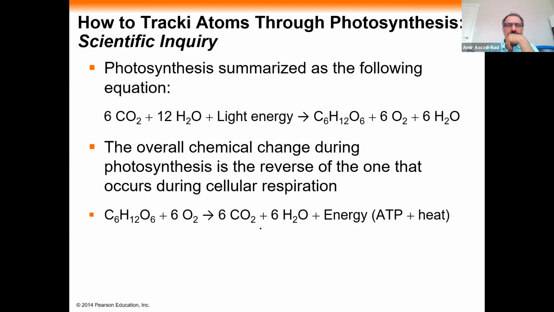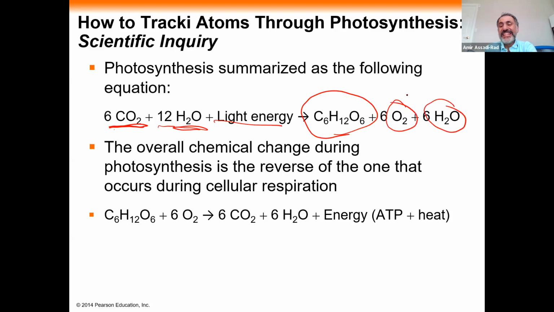How to track atoms through photosynthesis, scientific inquiry. Photosynthesis, as you know, this is the formula for photosynthesis, that has been balanced: carbon dioxide plus water. You already had chemistry, so this has been balanced for you guys. And it gives you light energy plus glucose molecule, oxygen, and of course it gives you water.